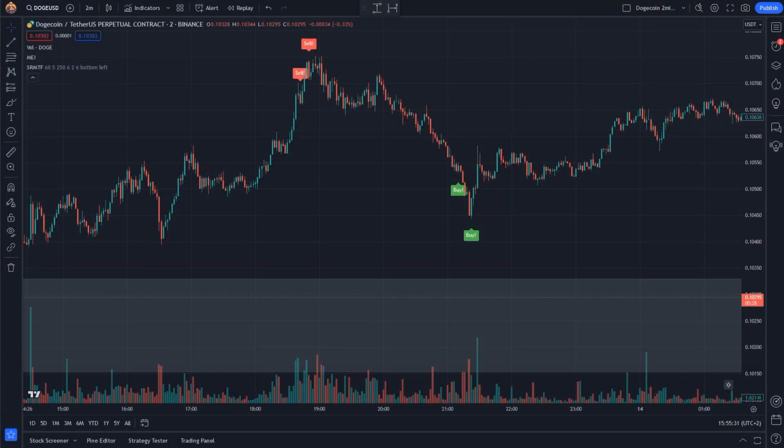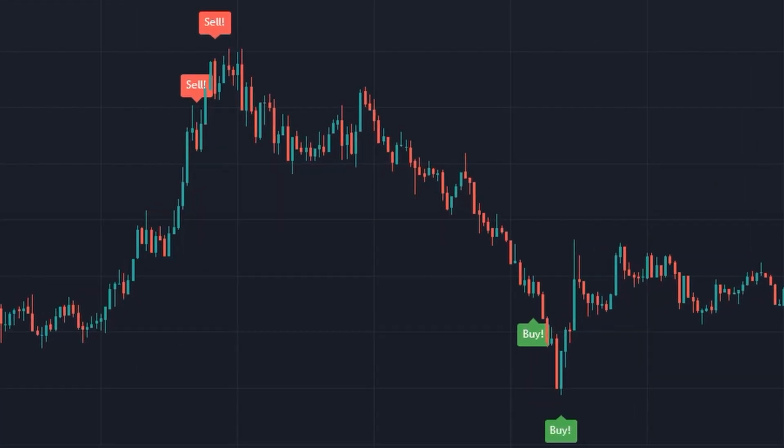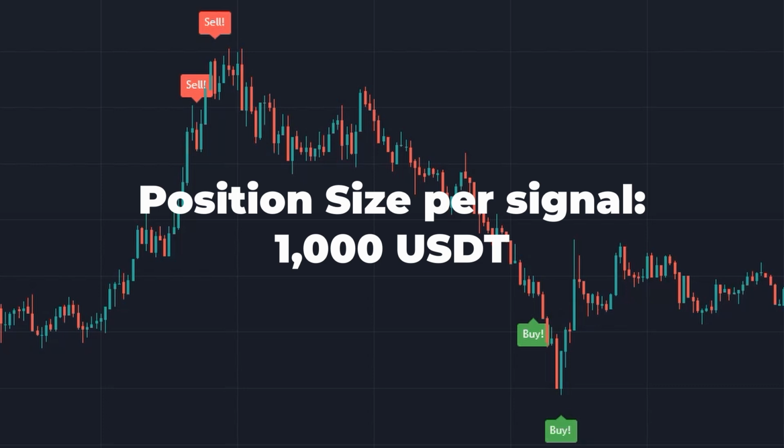I do this because I personally like to scale into some trades like, for example, these signals in the Dogecoin perpetual contract, where there are so-called signal clusters. Areas where two or more signals appear in the same direction in a very short period of time. In this case, I would add another $1,000 to the first position when the second signal appears. That way I can utilize these signal clusters and slowly scale into the markets, all while still trading rather small position sizes.